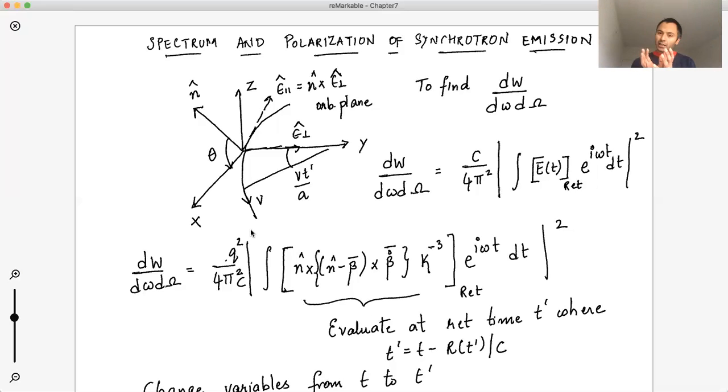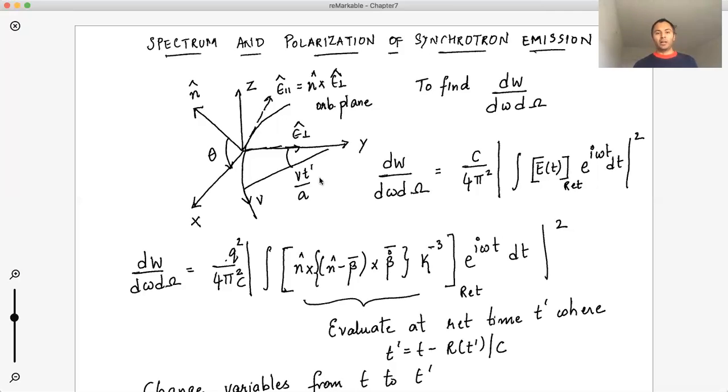And I want to calculate the profile as the beam sweeps by, right? The Fourier transform of the time profile of that beam is what I'm after. That's what I'm trying to calculate here, the Fourier transform of the time profile of the beam as the particle sweeps by you. Okay, so that's what I'm after. So I put the observer in the xz plane.